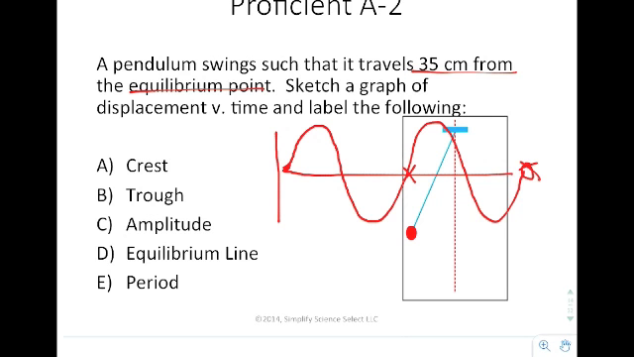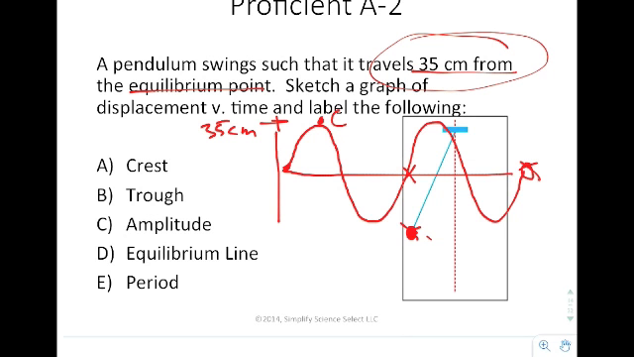Now it says I need to label these things. The crest. The crest represents the point of highest energy. The crest is actually going to be at 35 centimeters, because 35 centimeters is the farthest from the equilibrium point. That's when it's going to swing all the way out here.